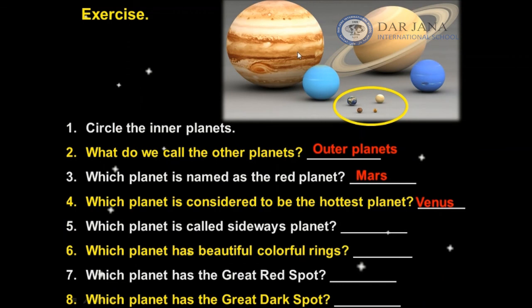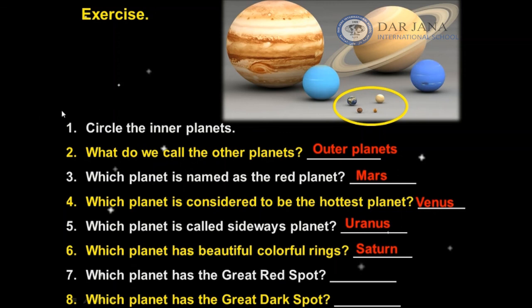Which planet is called the sideways planet because it turns around itself sideways? It is Uranus. Which planet has beautiful colorful rings? Just look at this picture over here. What do we call this planet? We call it Saturn.